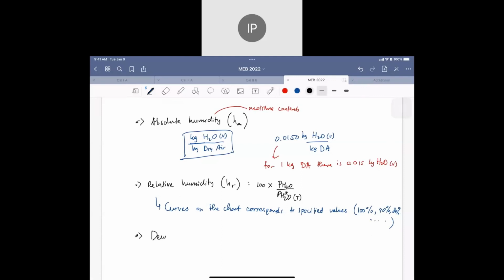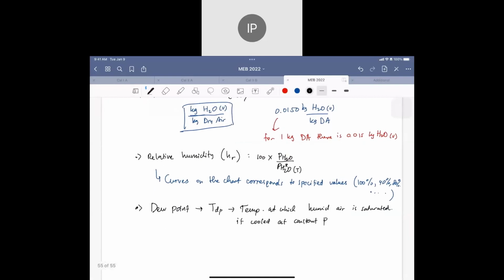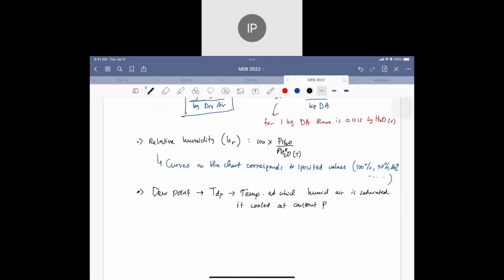And then the next one is the dew point, or TDP, the temperature at which humid air is saturated if cooled at constant pressure. Later we could determine it in the chart.